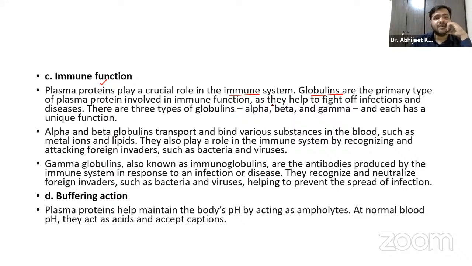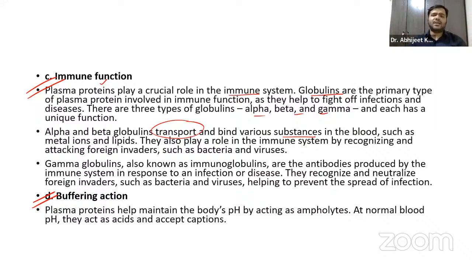We have three types of globulins: alpha, beta, and gamma. Basically, they transport and bind various substances in the blood. We've already discussed this, right? So that is about the immune function. Apart from that, we have buffering action also. That's one of the most important clinical significances of these plasma proteins.